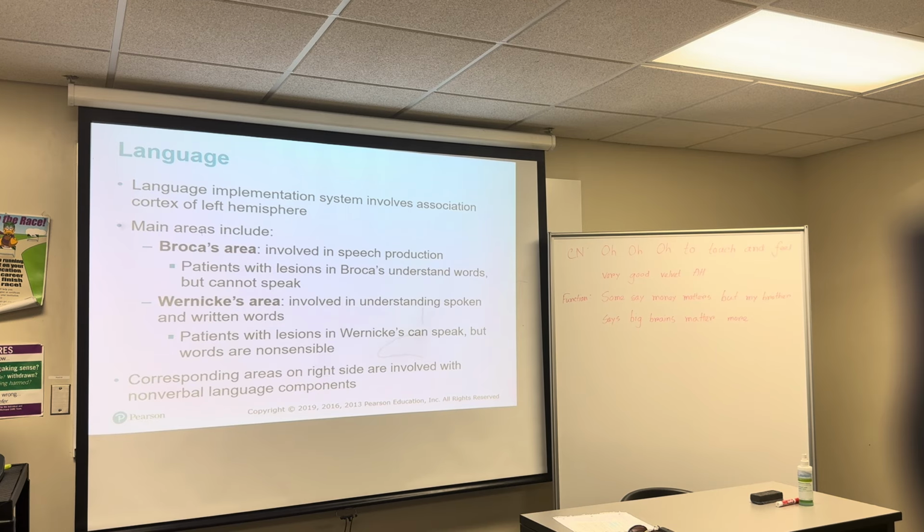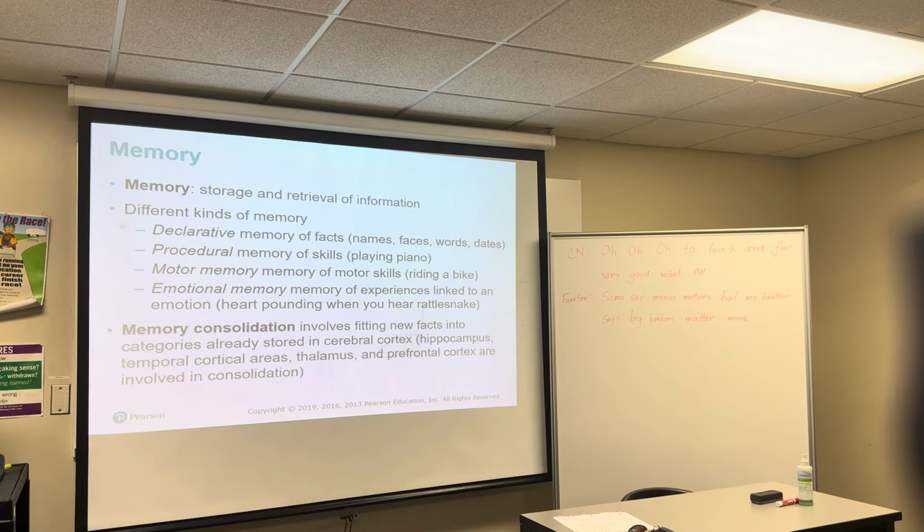Let's talk about language. We know already which parts of your brain are associated with language: Broca's area and Wernicke's area. Broca's area is involved in speech production. A patient with a lesion in Broca's area understands words but cannot speak. Wernicke's area is involved in understanding spoken and written words. You might be able to see the words, but you cannot understand them if you have damage in Wernicke's area. Corresponding areas on the right side are involved with the nonverbal language components.